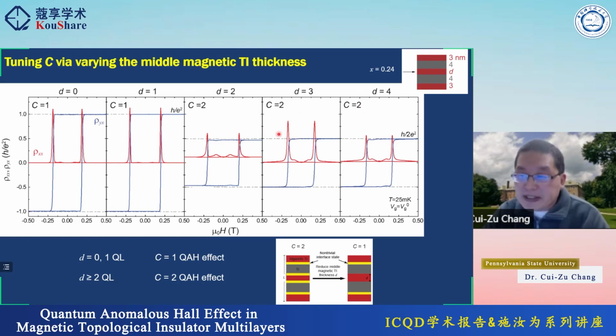The reason is that when this layer is thin, the interaction between these 2 quantum anomalous Hall insulator layers is strong. They will become a C equals 1 quantum anomalous Hall effect. When this film is thick, the interaction becomes weak. There will be 2 quantum anomalous Hall effects, like a series conductor here. That's the reason we observe the C equals 2 quantum anomalous Hall effect here.